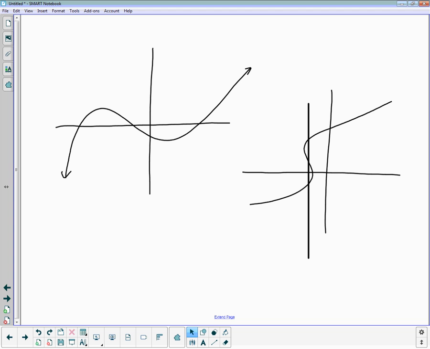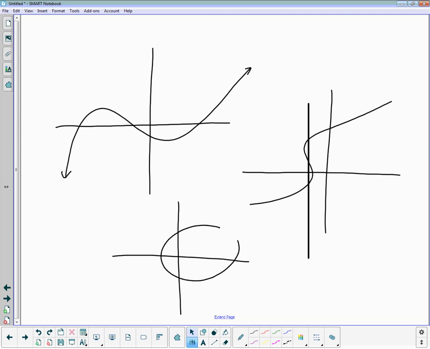It always goes forward. It doesn't go forward and then forward again. You see what I mean? So what about something like this? Is that a function? No. Because it fails right here.